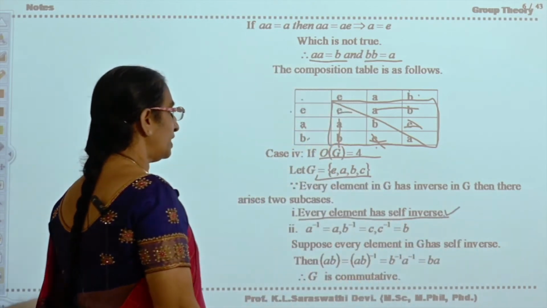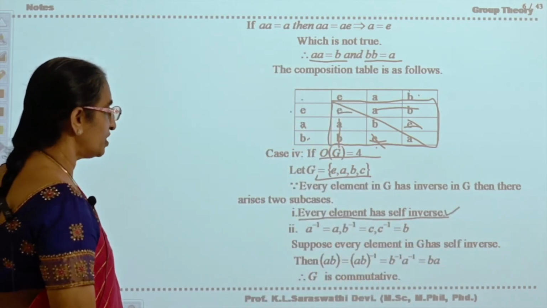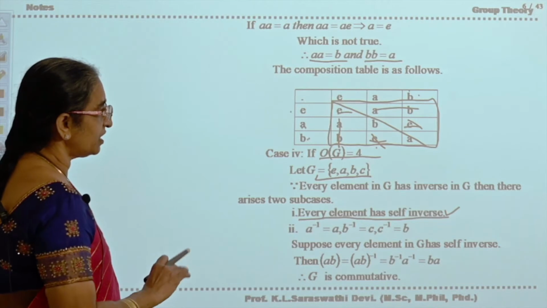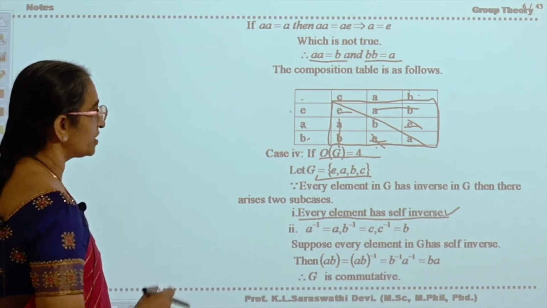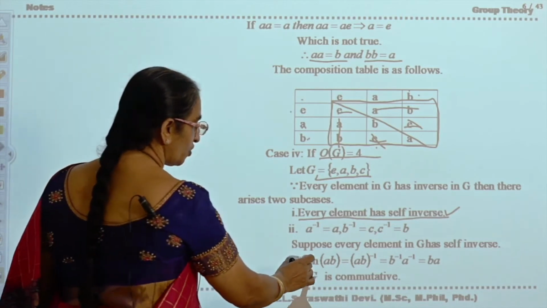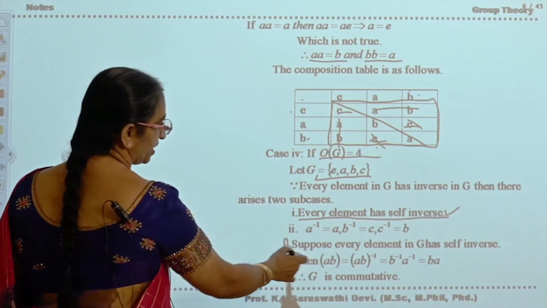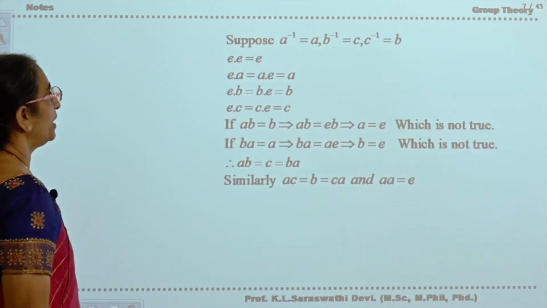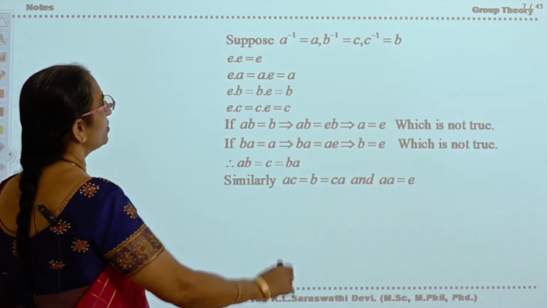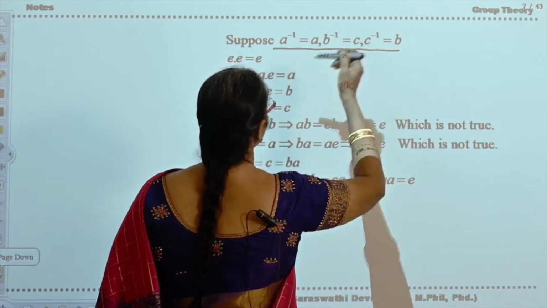Next one, second case. Suppose A inverse is equal to A, B inverse is C, C inverse is equal to B. Suppose every element in G is self-inverse, then it is commutative. Already I told you, similarly here also it is proved. Now second case we will prove. Case 2: A inverse is equal to A, B inverse is C, C inverse is B.